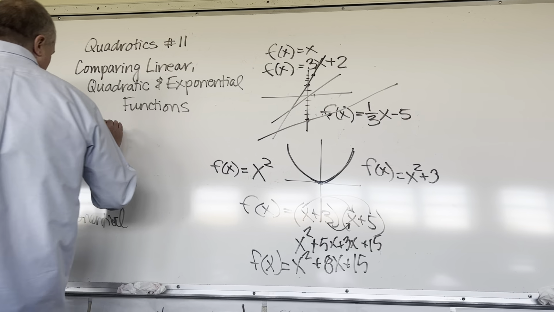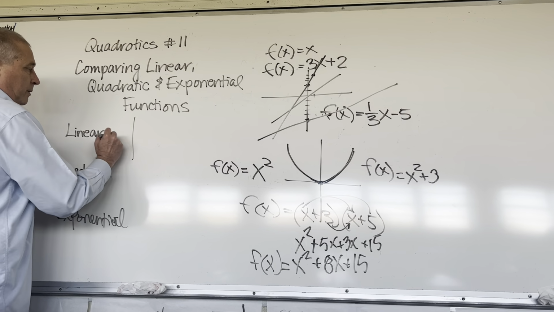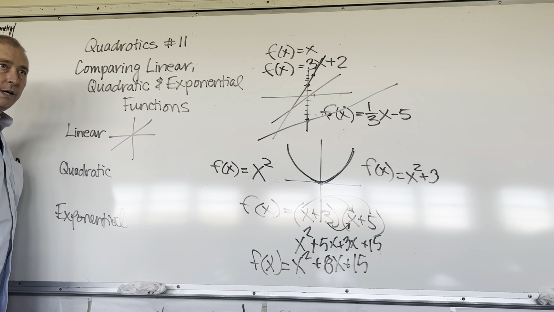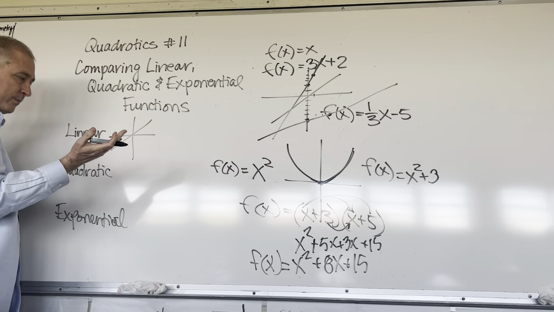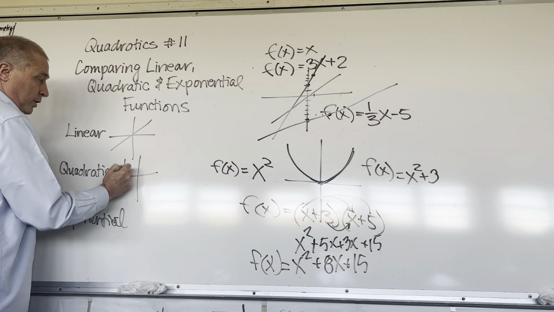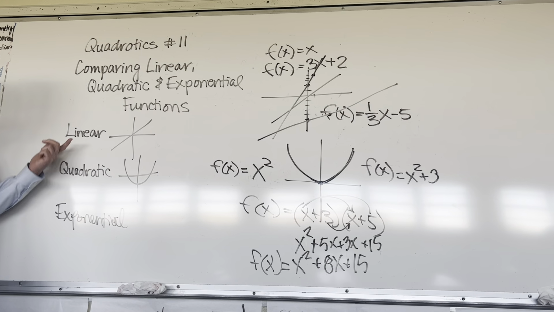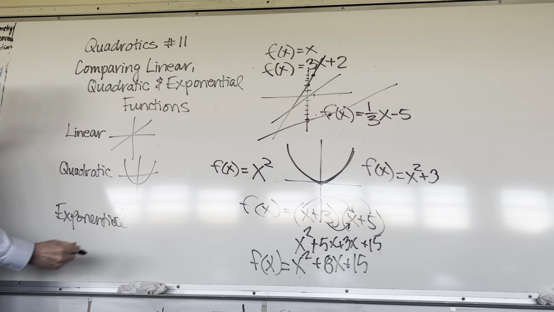All right, so can I start to summarize for the linear? I'm going to do just a generic line, okay, for linear. It's a line graph, generic. For the quadratic, I'm going to do a generic parabola, just to kind of summarize what we've got here. Let's go to exponential now.